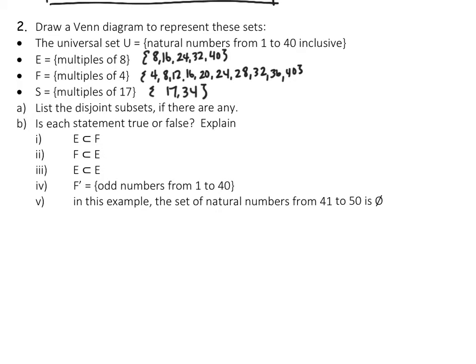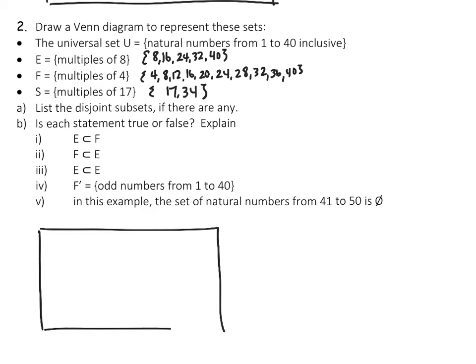Okay, so now I can draw a Venn diagram. So my Venn diagram contains basically, so if I'm talking about are there any disjoint sets? So S is disjoint because 17 and 34 are not in the other. So I could write this little set S here that just contains 17 and 34.